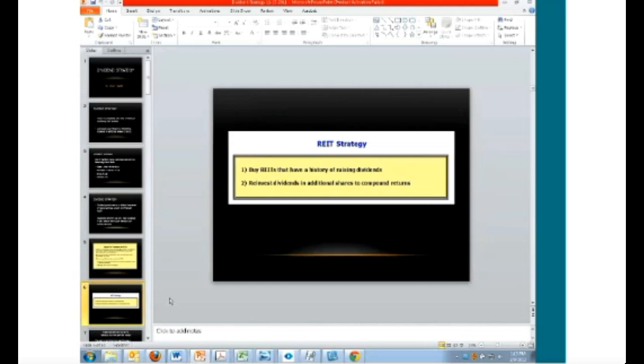And again, the REIT strategy is very simple. We buy REITs that have a history of raising dividends, and we reinvest those dividends in additional shares to compound our returns. And as I mentioned, over the last 27 years that I've been investing, I've done a lot of comparisons, and these REITs, no matter what time period you're looking at, they normally outperform the general market by a pretty wide margin.